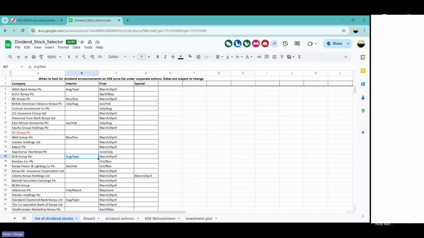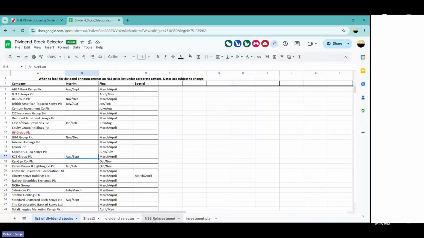So I did feed in, and it is free for you now to use. You can use this now to track specific companies when they give dividends. And by that time, you can come to Dividend Calculator, check whether they have been added and the dividend they are giving. So we go to Dividend Selector.